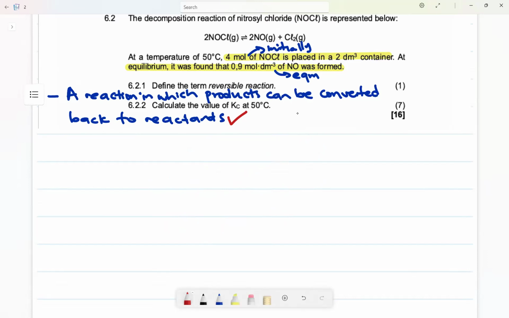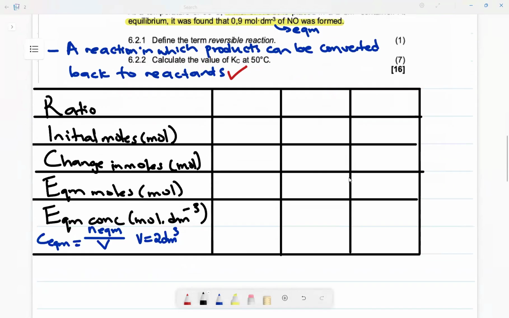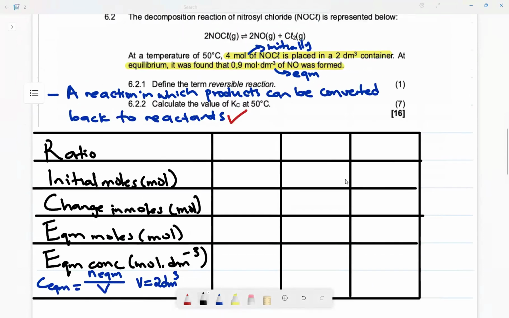Calculate the value of Kc. Okay, let me draw that table quickly. The ICE table. Remember, when we draw a table, let me quickly complete that. I want to believe now you're in a position of knowing how to complete that table, right? So yes, let me quickly do that. Okay, now that we have drawn our table, we want to complete what we have.